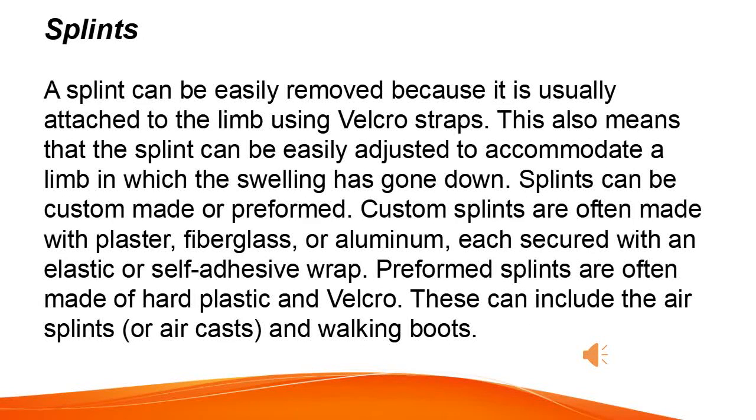Splints. A splint can be easily removed because it is usually attached to the limb using Velcro straps. This also means that the splint can be easily adjusted to accommodate a limb in which the swelling has gone down. Splints can be custom-made or pre-formed. Custom splints are often made with plaster, fiberglass, or aluminum, each secured with an elastic or self-adhesive wrap. Pre-formed splints are often made of hard plastic and Velcro. These can include air splints, or air casts, and walking boots.